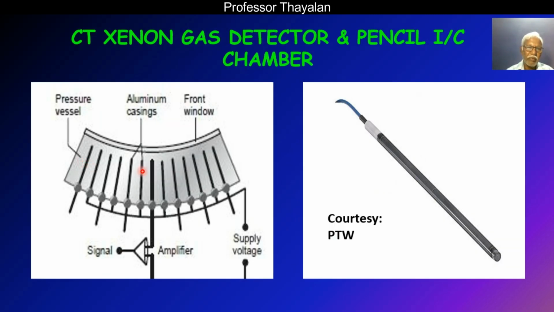This is the group of xenon gas detectors used in CT scan. The left side is a xenon gas detector. There is a group of xenon gas chambers. It is arranged in a focused fashion. Olden days it is used as a main detector in the CT scan. Nowadays this is replaced with solid state detectors. Now the right side one is a pencil type chamber used for CTDI measurement with a phantom in a CT scan.